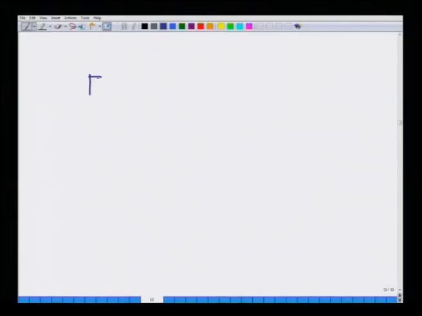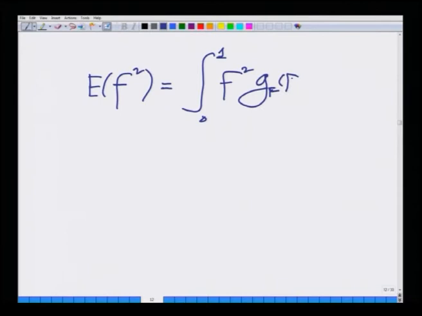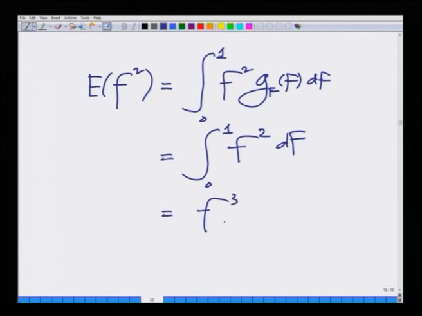Now, I want to compute expected f square, because I am going to use that in my later analysis. Expected f square, it can be shown, is easily the integral from 0 to 1 of f square g of f df, that is nothing but function times probability density integrated over 0 to 1, but g of f is nothing but 1. So, this is f square integrated between 0 to 1, this is f cube by 3 between 0 to 1, it is nothing but 1 over 3.